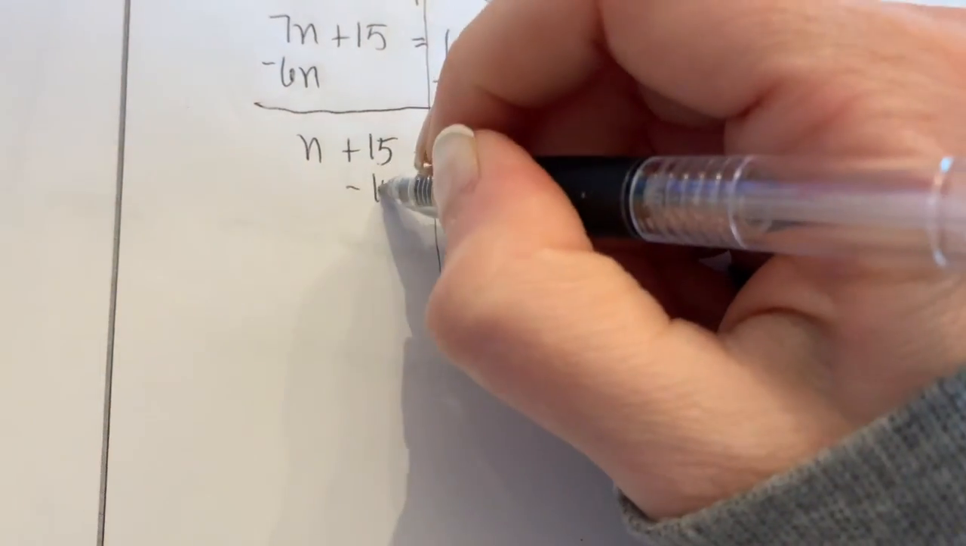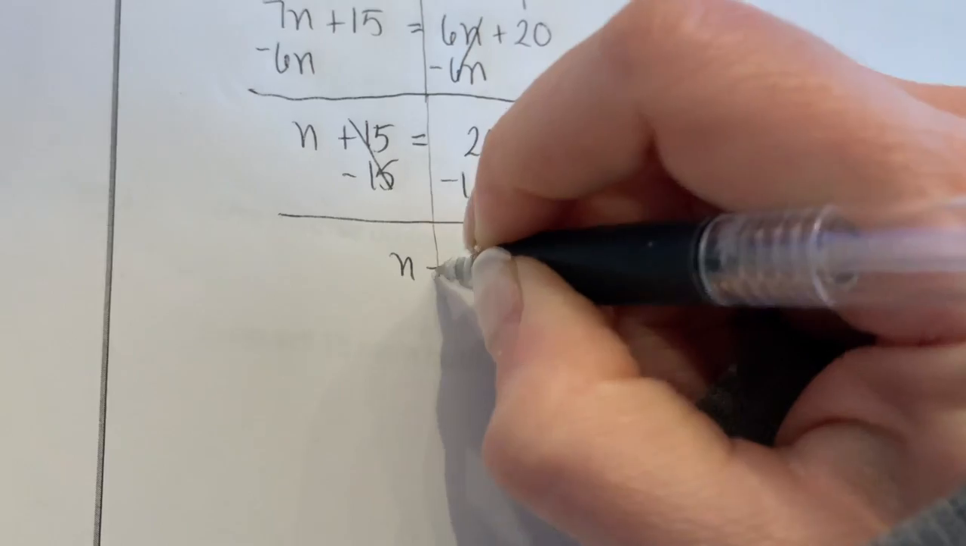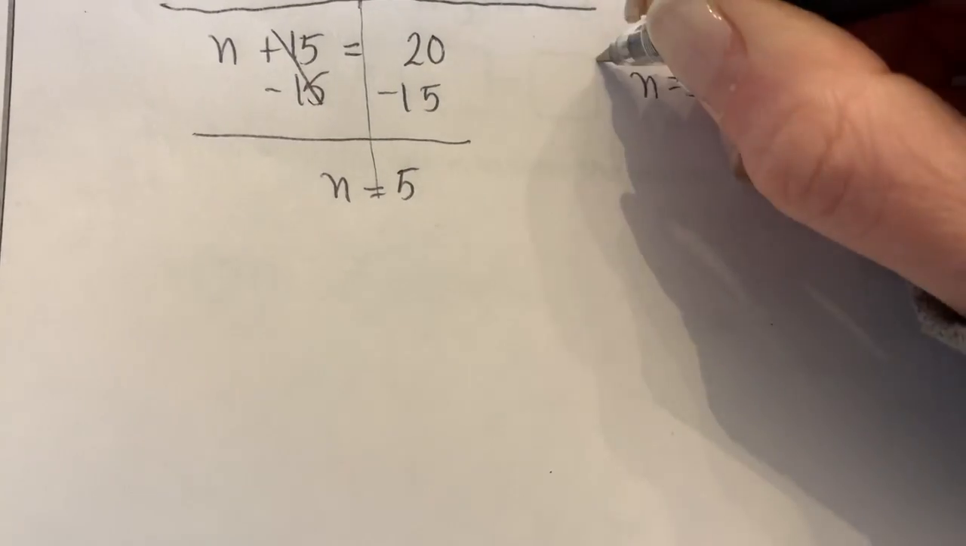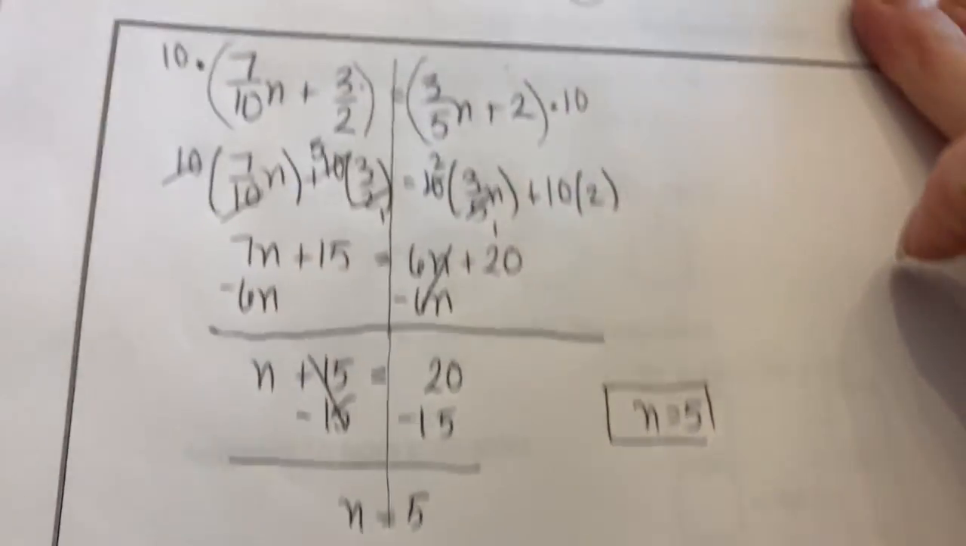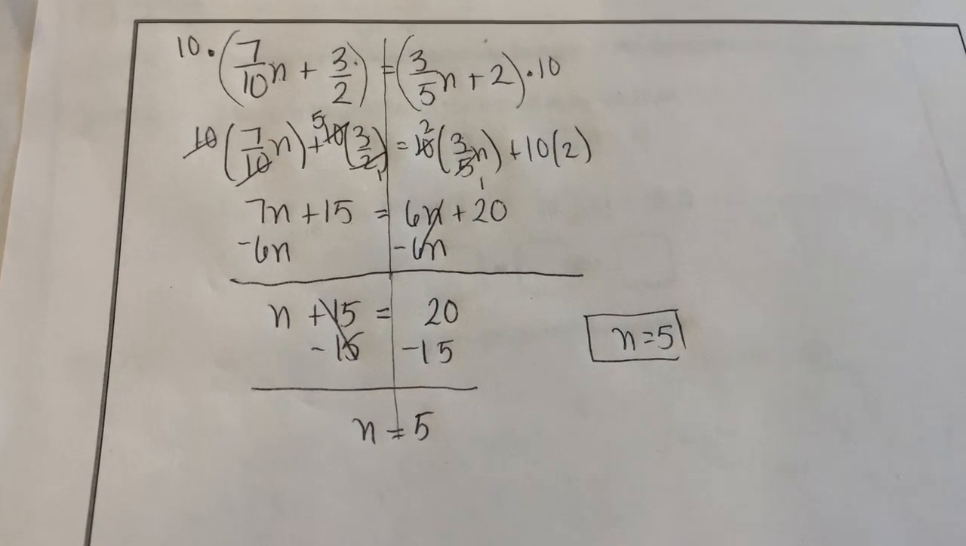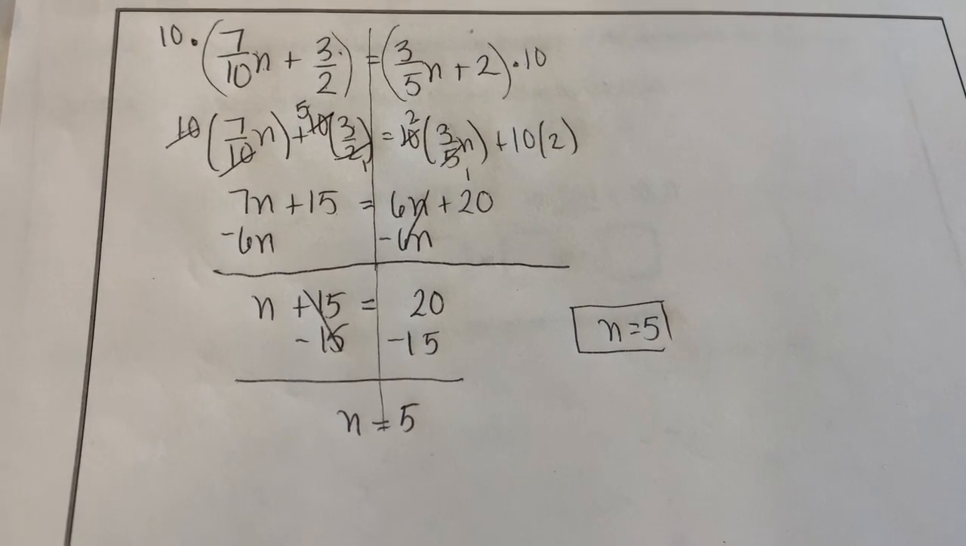Okay, and I'm just going to subtract 15 from both sides. And I can find nice and easily that n is equal to 5. So that would be my solution. Would you have expected to get such a nice solution from that monstrosity? I don't think so. Okay, so let's do another example to try to get this in our heads.